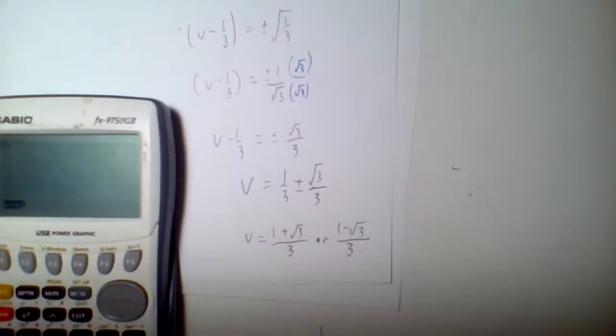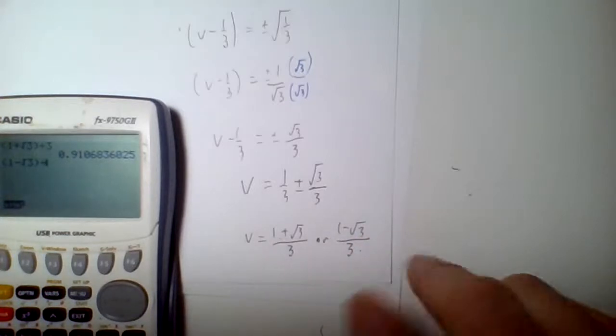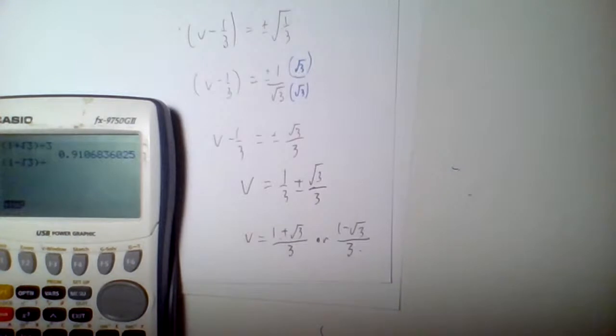I got either 1 plus the square root of 3 divided by 3. Comes out to less than 1. Or 1 minus the square root of 3, whole thing divided by 3. I have to be careful with the parentheses there. The whole thing's over through that long fraction bar. I have to use parentheses to make sure that's grouped right. That one comes out negative. That is a negative number.